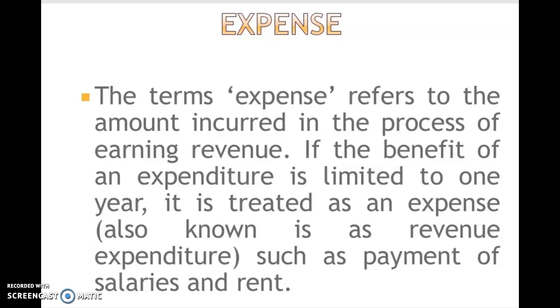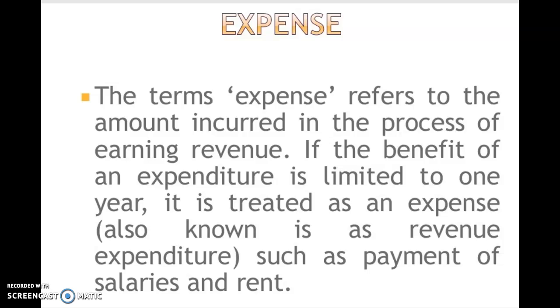Now the word expense is also termed as expenditure and categorized into three special categories. First, it is called the capital expenditure. Second, it is revenue expenditure. And third, it is the deferred revenue expenditure. Now here, go through the definition. If the benefit of an expenditure is limited to 1 year, it is treated as an expense, also known as revenue expenditure, such as payment of salaries and rent.